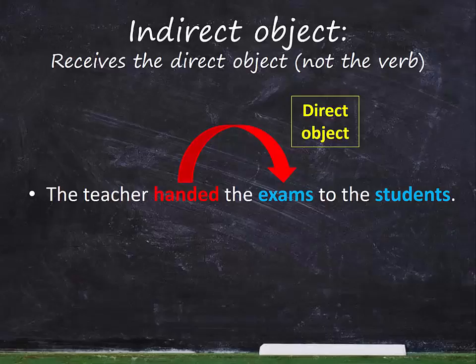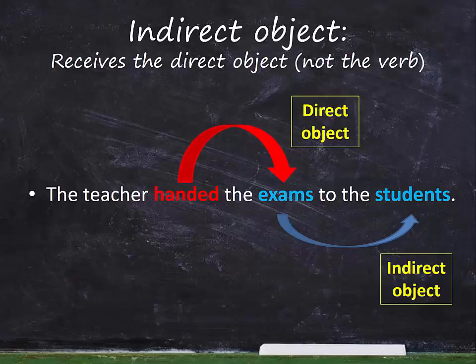But where did she move the exams to? The students. She didn't pick up the students and hand them around, so they aren't direct objects of the verb, but they do receive the action indirectly via the exams. So students is the indirect object.